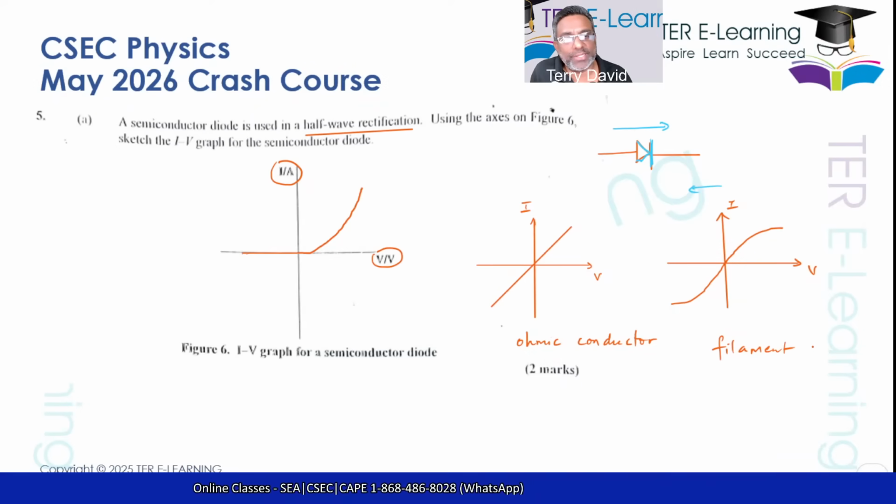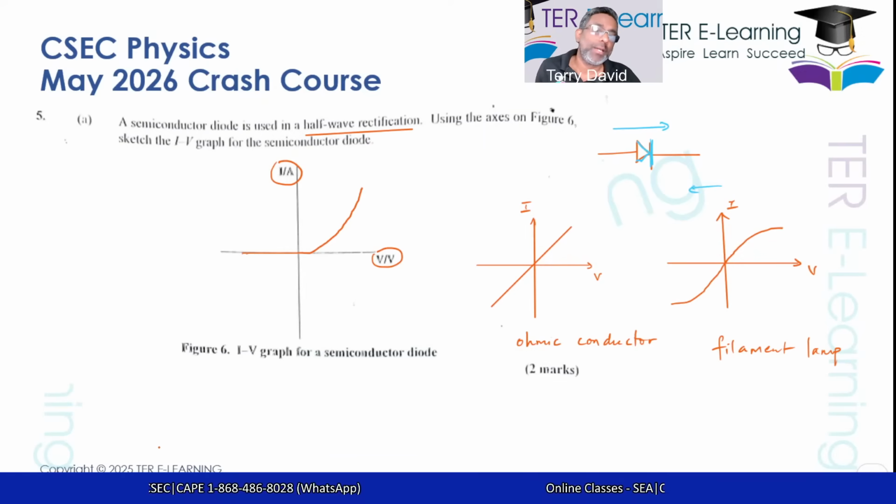I know some of my students would have done this as a lab in their schools. So this graph is also non-linear. CSEC can ask you to explain why the graph does that. And all you need to tell them is that when the temperature of the bulb increases, its resistance also increases. When your temperature increases, your resistance increases.